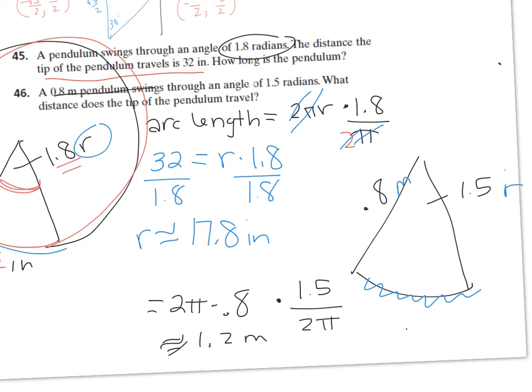Actually, these pi's cancel out, 2 times 0.8 times 1.5 over 2, 0.75... 1.2 meters.